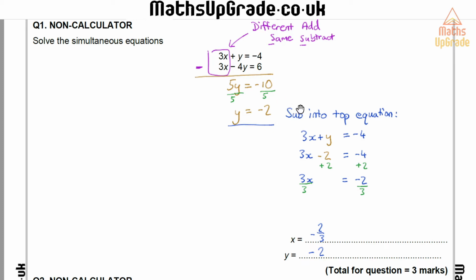So 3x plus y equals negative 4. Since y is negative 2, 3x minus 2 equals negative 4. Now I just need to solve this, so I'm going to add 2 to both sides, since that's the inverse of subtract 2. That gives me 3x equals negative 2. Now since x is being multiplied by 3, I'm going to do the inverse, which is divide by 3. So divide by 3 on both sides. That gives me x equals negative 2/3, or negative 0.6 recurring. That question was 3 marks.